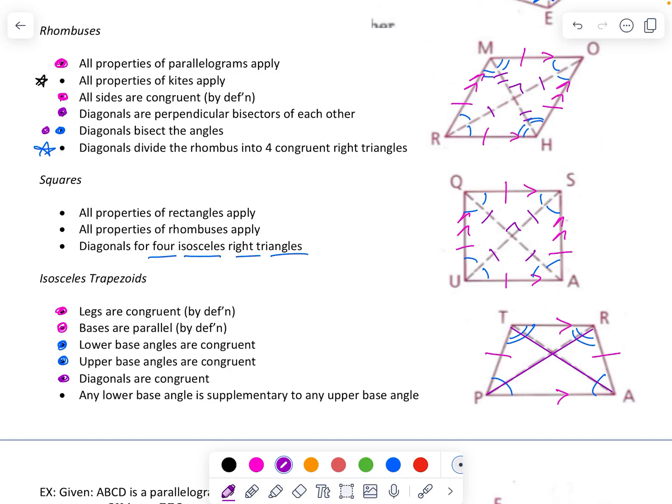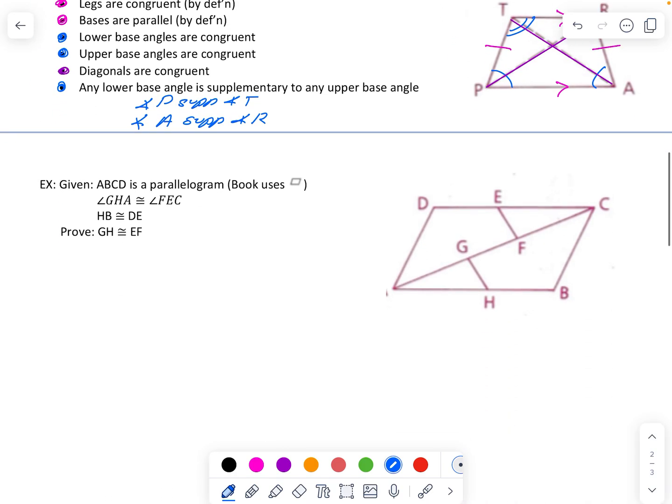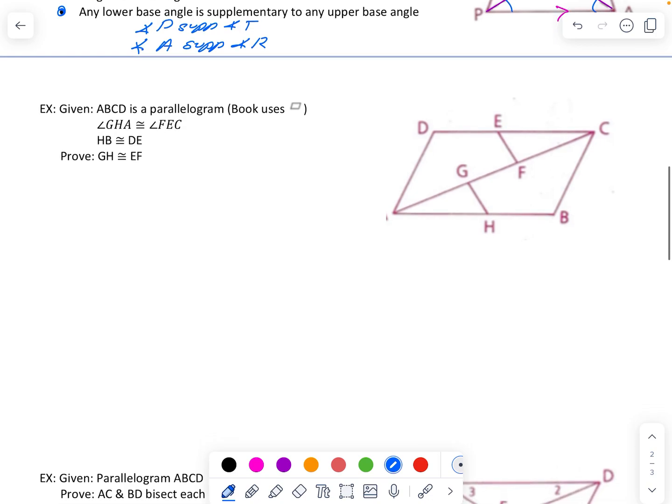They don't bisect each other, though, not like in a parallelogram. And like we said, any lower base angle is supplementary to its upper base angle. So angle P is supplementary to angle T, and angle A is supplementary to angle R. So there are all those properties, and those are things that you're going to be referring back to as needed, especially the 5 regarding the parallelogram. Those are probably the most important.